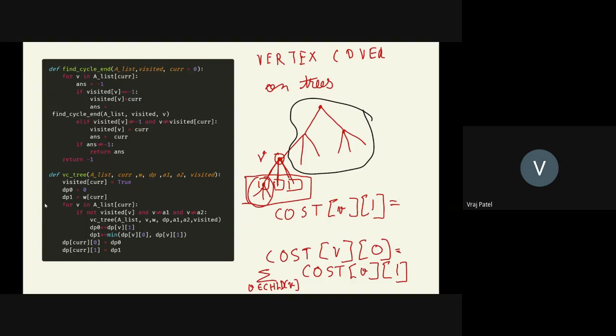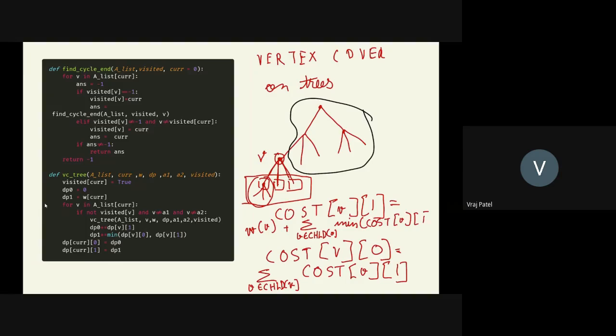So what happens in the case when v is selected? First of all, if v is selected, you have to add the weight of v for the solution. And then what do we have to do? We have to take a sum over all the children again, and you have to add the minimum cost. Since it may or may not be a part, you add the minimum cost, since you want to find the minimum cost vertex cover in the overall tree.